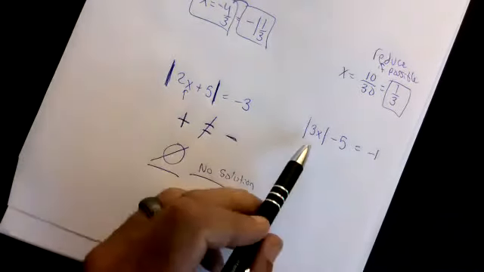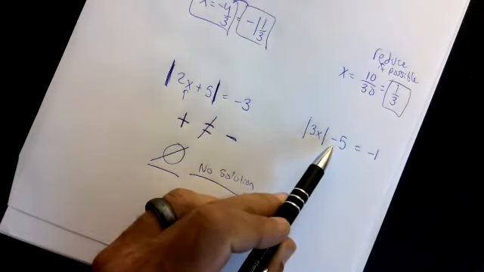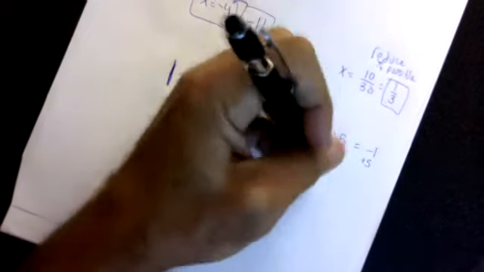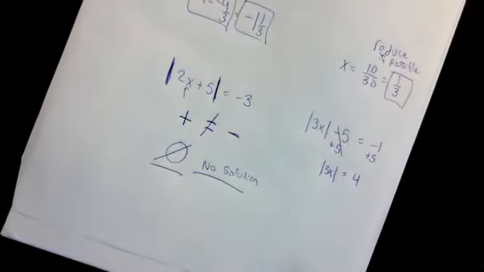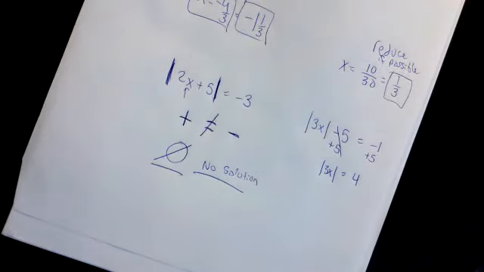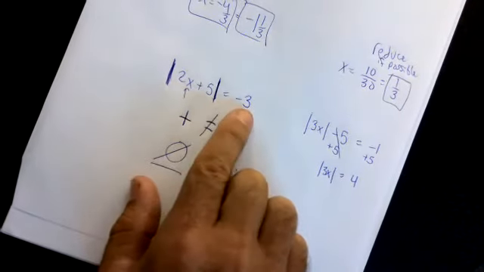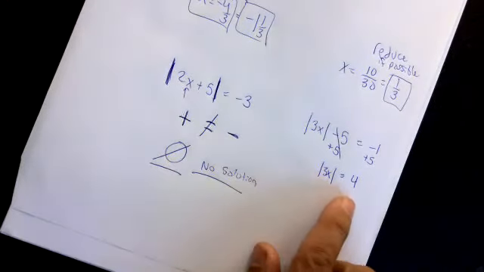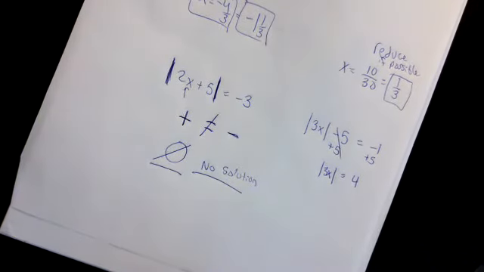Hold on, because remember, what do we have to do with this absolute value? We have to get it by itself. So how do we get rid of this -5? Plus 5. And whenever we add 5 to both sides, we end up with a positive number, and now this is solvable. So make sure you get the absolute value by itself first. Then if it equals a negative number, there's no solution. If the absolute value equals a positive, then you can split it up and solve.